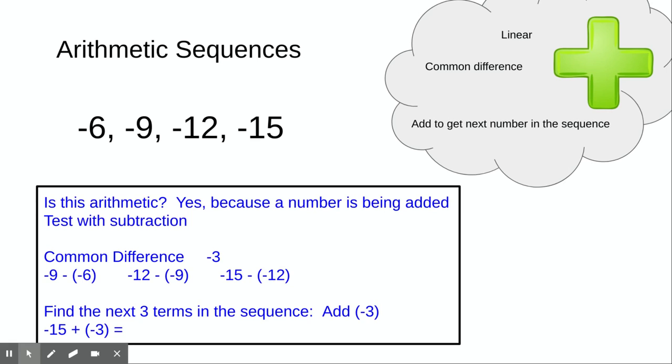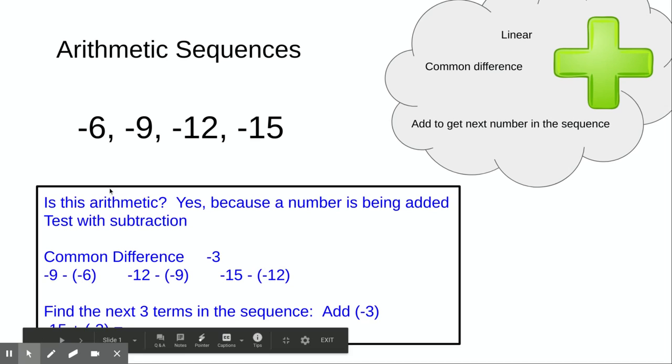Some hints for arithmetic sequences. These are linear, so this one is going to decrease by the same amount every time. So that means it's going to have a common difference. So we're going to find the number that it's going down by every single time. And then you're going to add that number, that common difference, to get to the next number in the sequence.